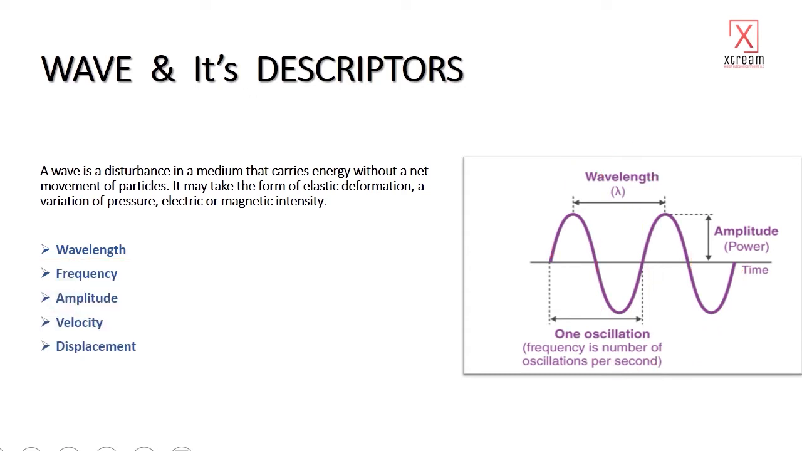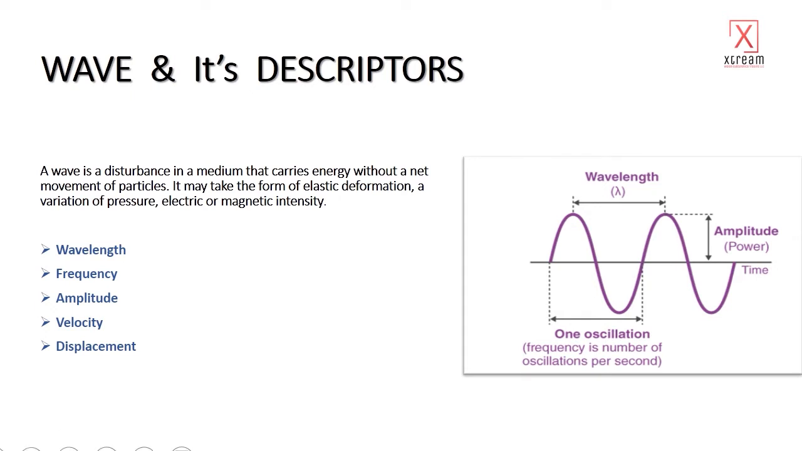Now the fourth descriptor of the wave is velocity. So what is velocity? The velocity of a wave can be defined as the speed at which a specific part of the wave passes a point. It's called the velocity of the wave.